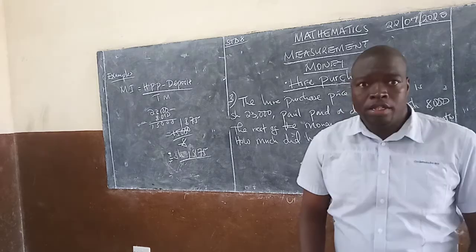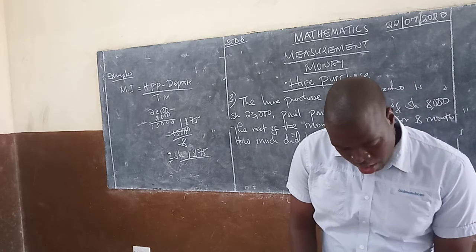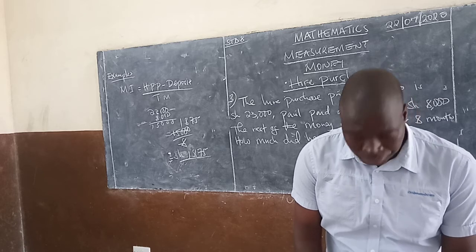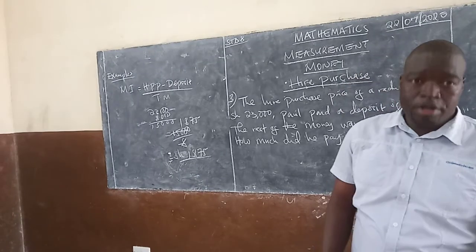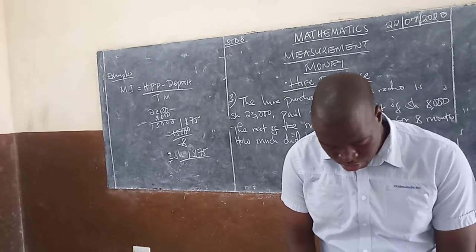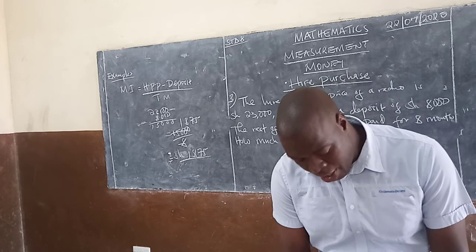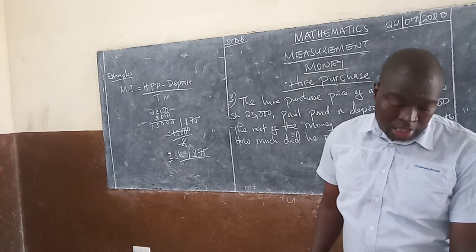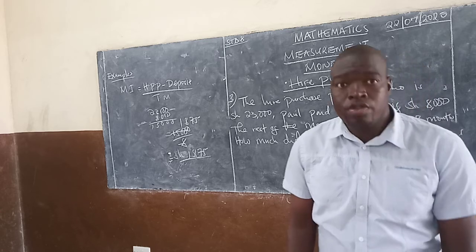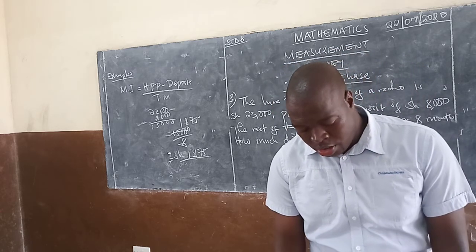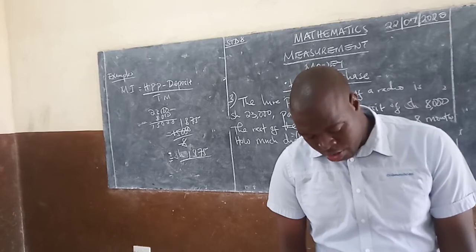So learners, I like to say this. Let's go back to our books, that is primary maths. Go to hire purchase. The work should be from hire purchase. Later on, as we proceed with the lesson, I'll also give you some other work concerning this subtopic.